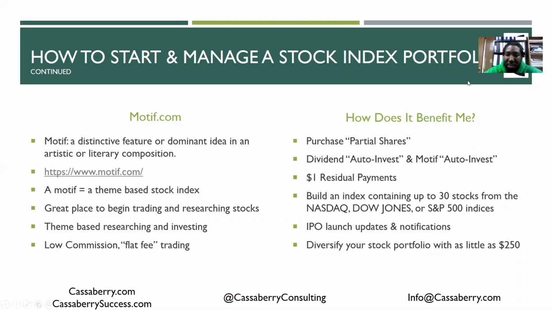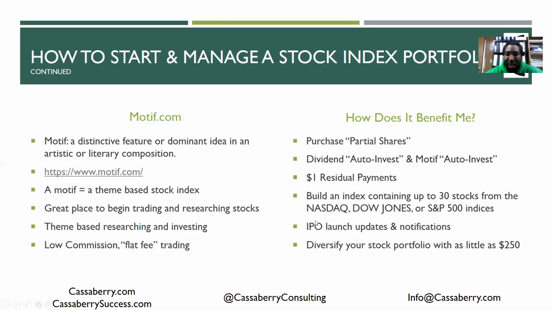You get a $1 residual payment. So when you set up a stock index portfolio, if someone uses your stock index to buy or sell without editing it, you would get $1 every time. You can build an index containing up to 30 stocks from the NASDAQ, Dow Jones, or S&P 500 indices, which are pretty much the major 3 indexes on the New York Stock Exchange.